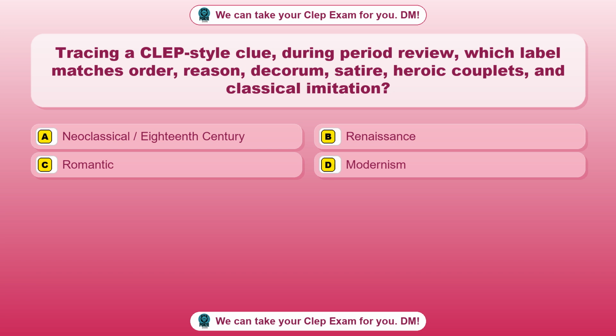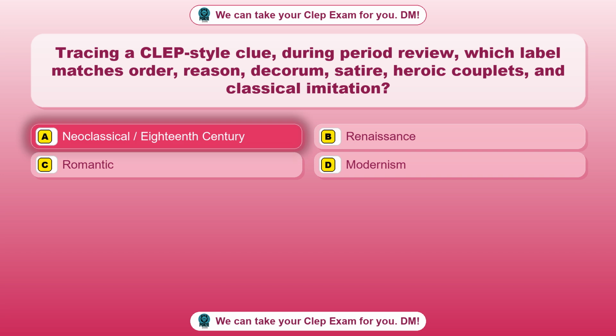Question 64. Tracing a CLEP-style clue during period review, which label matches order, reason, decorum, satire, heroic couplets, and classical imitation? Option A. Neoclassical/18th century. Option B. Renaissance. Option C. Romantic. Option D. Modernism. The correct answer is option A. Neoclassical/18th century.